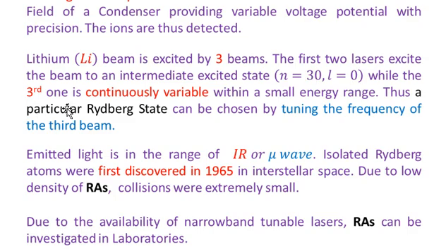while the third one is a continuously variable laser beam, and this will work within a small energy range. So you see that this provides a continuous variable energy in a small continuous range. Thus, a particular Rydberg state can be chosen by tuning the frequency of the third beam.